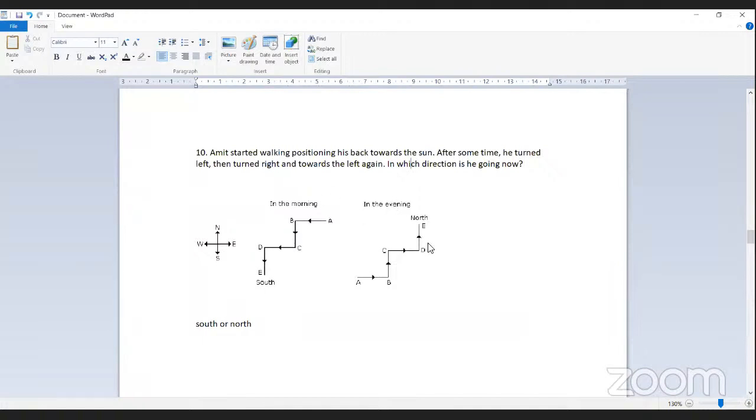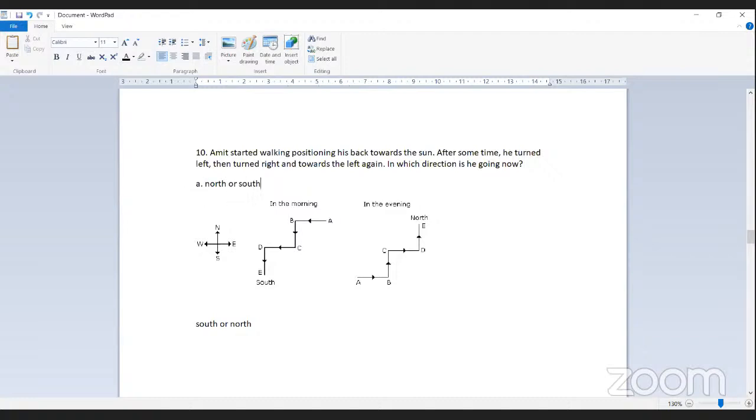In the evening, his back is towards the sun, meaning the sun is in the west. He is walking towards east. Then he turns left. His left would be this direction, upwards. Then he turns right. His right would be here in the east. Then again leftwards. So he's facing north. So there are two scenarios to consider. The options will be somewhat like this.